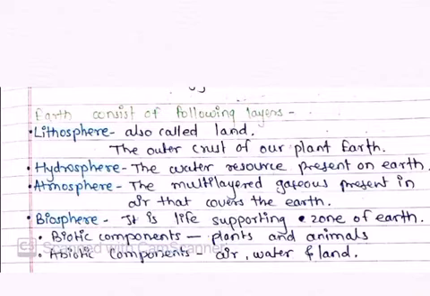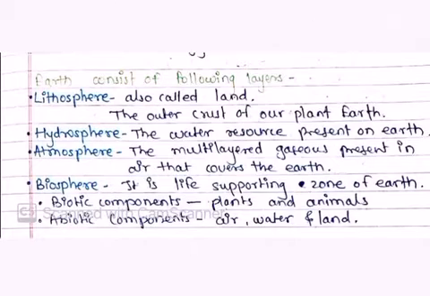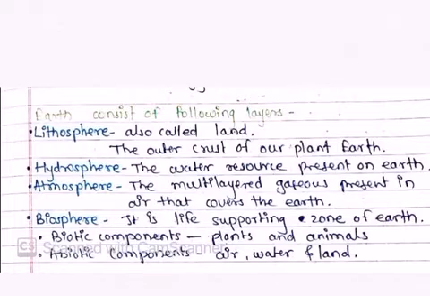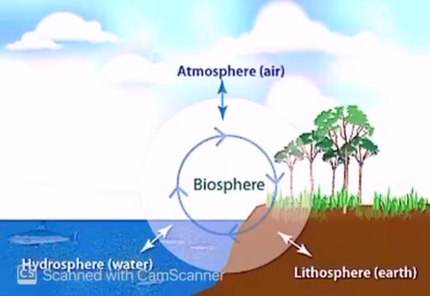When we consider the different layers of the earth, before we see this definition, we have to observe this diagram correctly. The different layers of the earth are of 4 types. First one is atmosphere, second one is biosphere, third one is lithosphere, fourth one is hydrosphere.